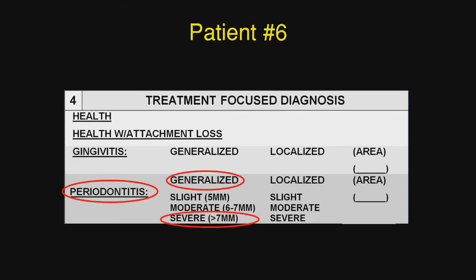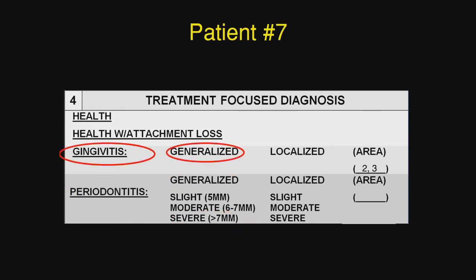Patient number 6. Patient number 6 has a generalized severe periodontitis. Root plane the entire mouth. Certainly you're going to need to reevaluate, and in all probability this patient is going to require some periodontal surgery. Patient number 7.